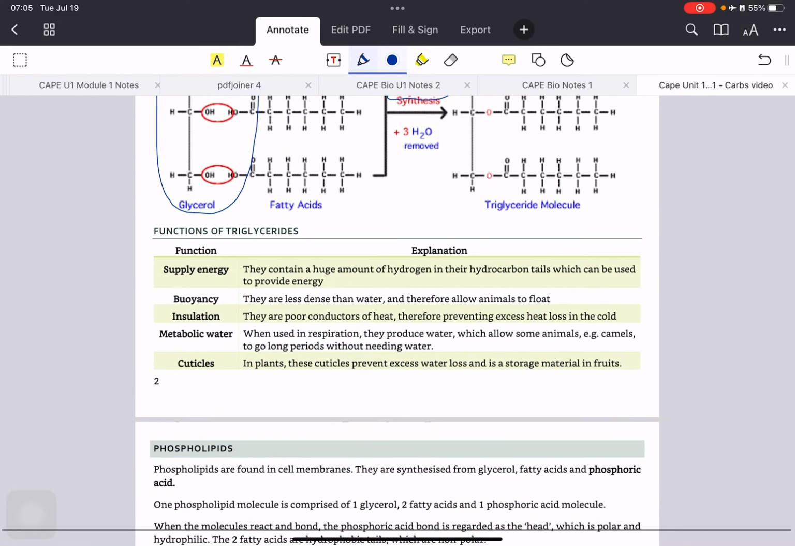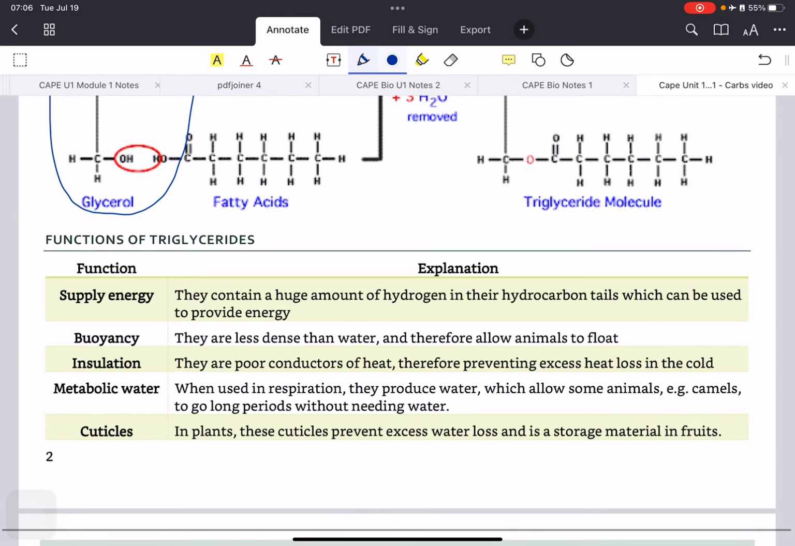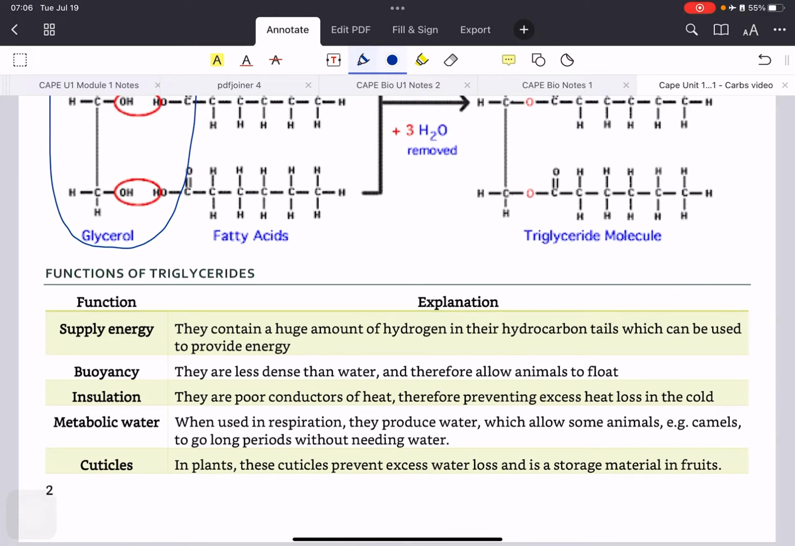Now let's take a look at some of the functions of triglycerides in animals and also in plants. The first thing, it is a great source of energy. Why? Because its long hydrocarbon tail contains many hydrogen atoms, and these actually participate in respiration. Buoyancy is another one for animals that live in the water. It helps them to float. Insulation is also important. In the cold weather and the cold regions of the earth, those animals have thick layers of fat to prevent heat from being lost from their body.